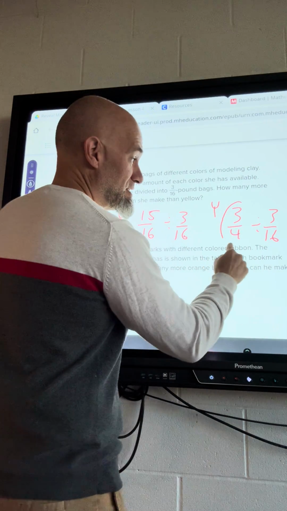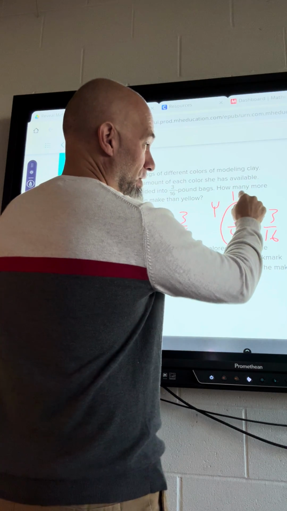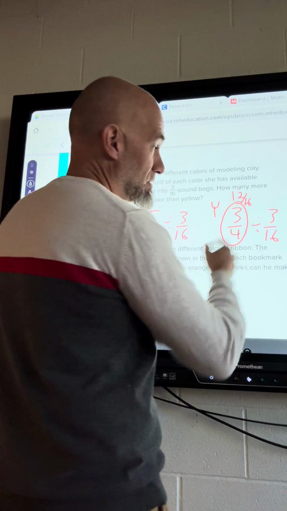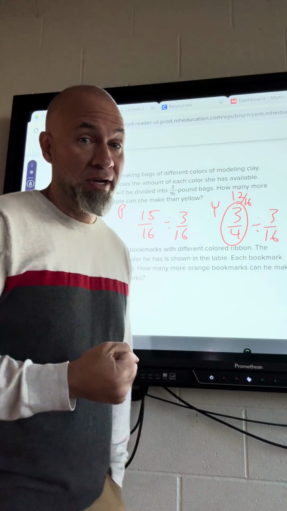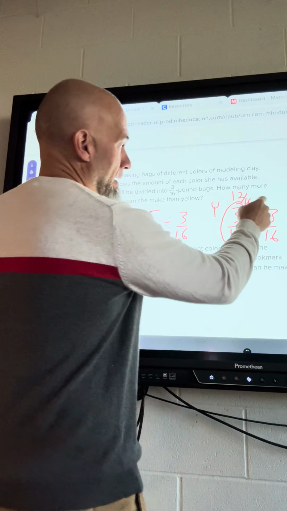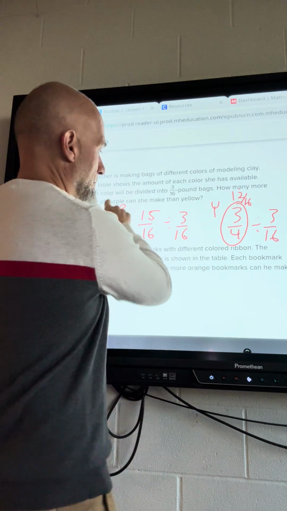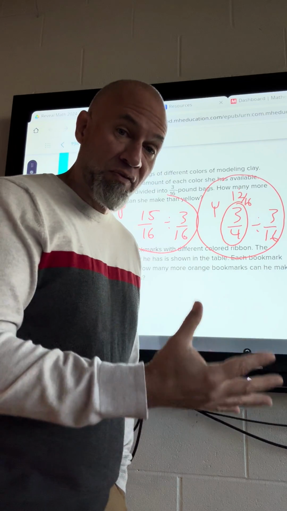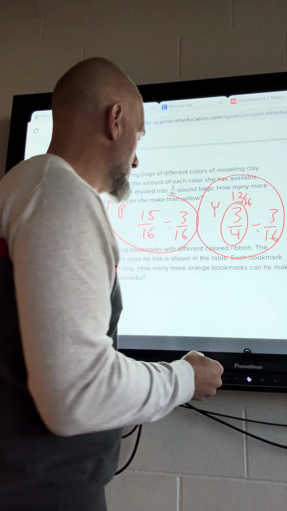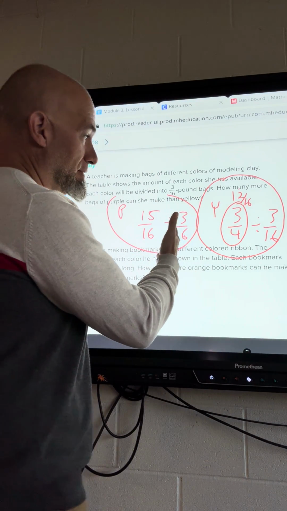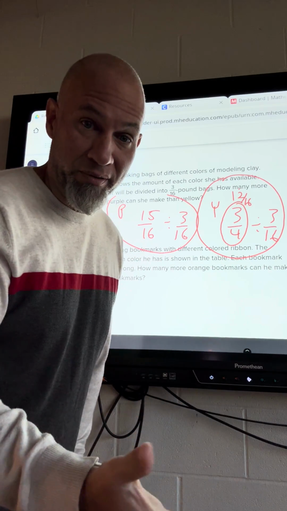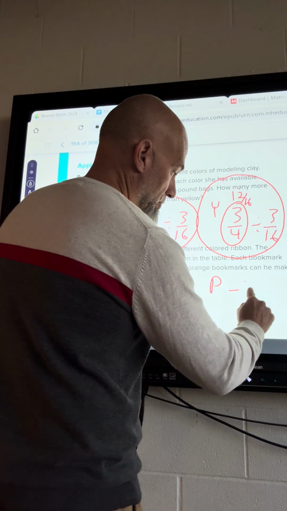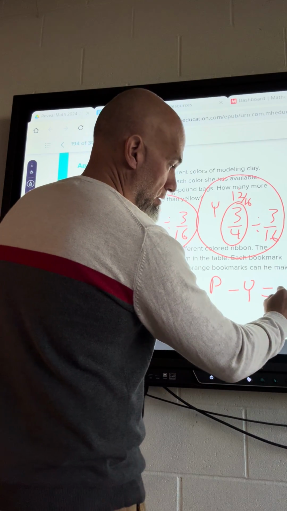Now, you could change this to 16ths, and it's really 12/16. If you made the equivalent fraction, that would save you some time. 12/16 divided by 3/16, you probably could do that in your heads. Bottom line is, you're going to have the amount for purple, and you're going to have the amount for yellow. One of them is going to be bigger than the other. You have to find out how much bigger one is than the other. Okay, so again, I'll give you a hint here. The purple one's going to be the higher one. So when you're done, you're going to want to subtract the purple and the yellow to get your answer.